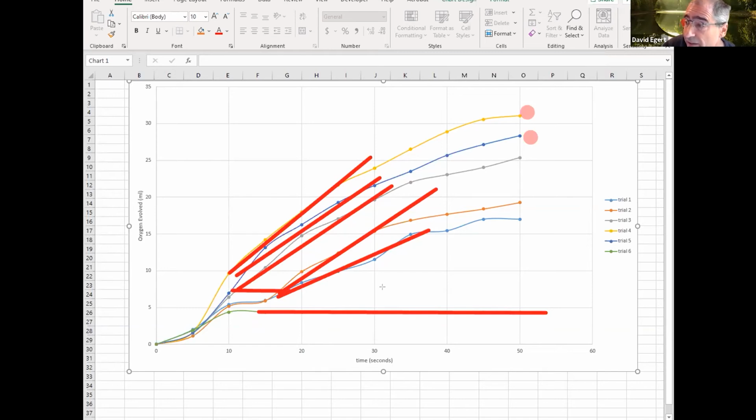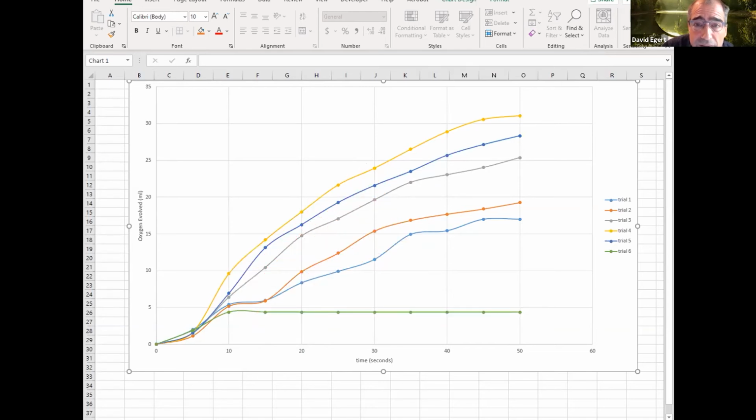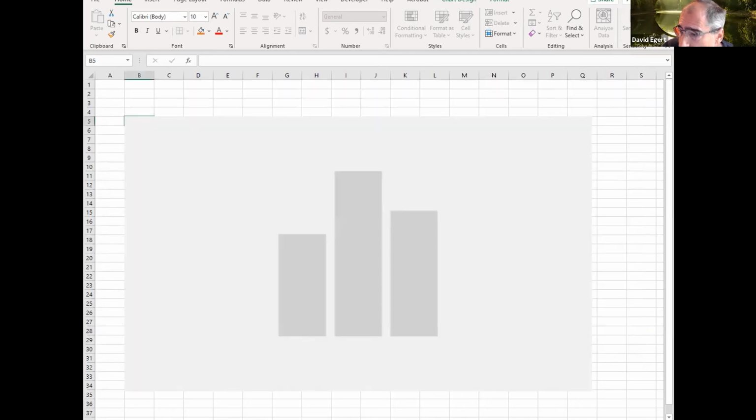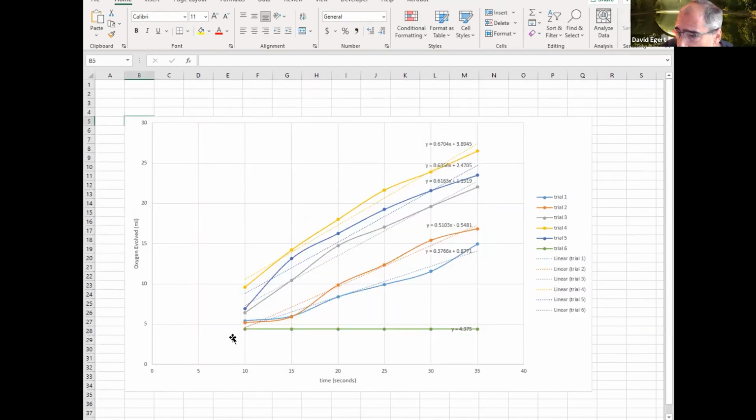One thing I did just as a way to look at it as well, in this graph here, I just looked at the data from 10 seconds to 35 seconds. This is not as good as doing it by hand, but I just did this as a way to quickly do this on the screen.